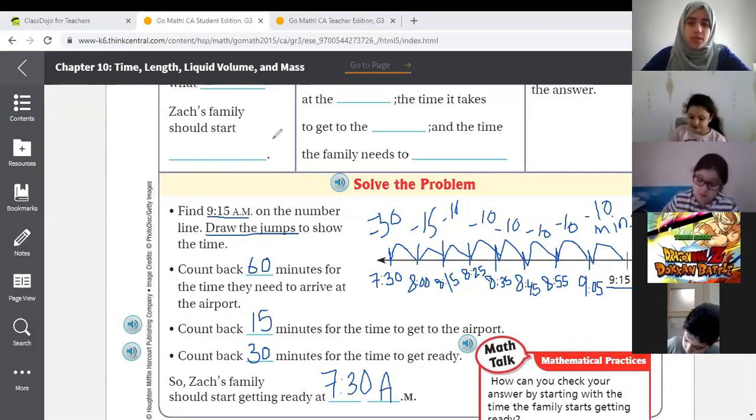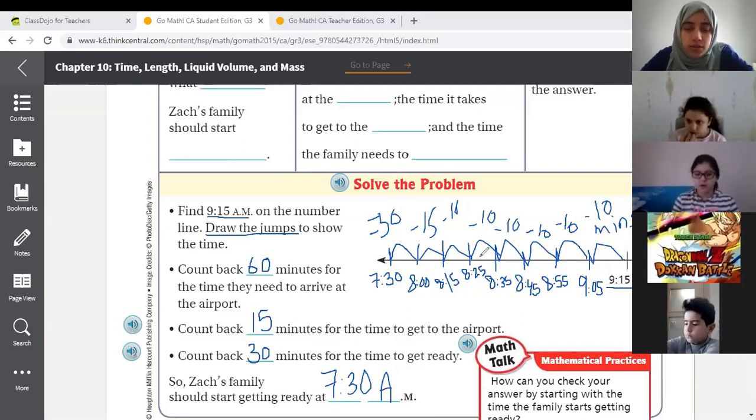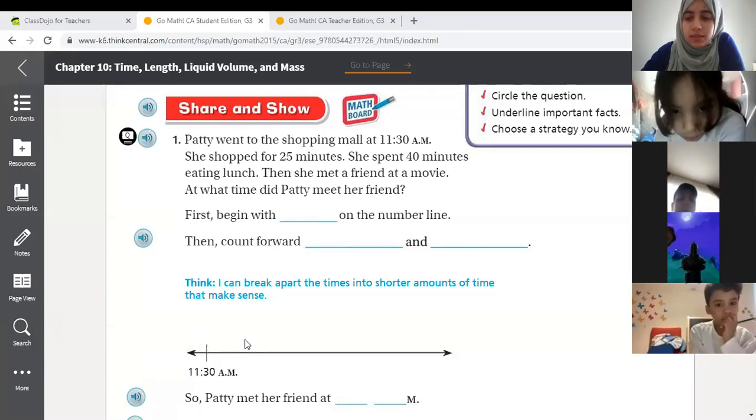So notice here how, first of all, we need to find all the minutes in between that represent the elapsed time. And then we also need to count back if the end time was given, and if they gave us the start time in the beginning, we need to count forward. I'm going to give you guys a second to write the number line, and I'm going to write the answers above it so you can have a chance to copy it. Read number 1, please.